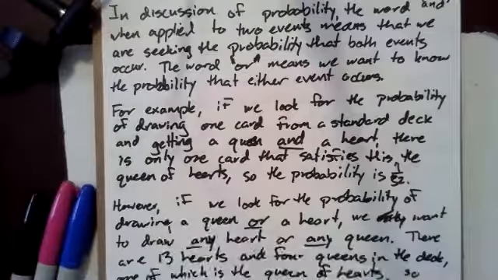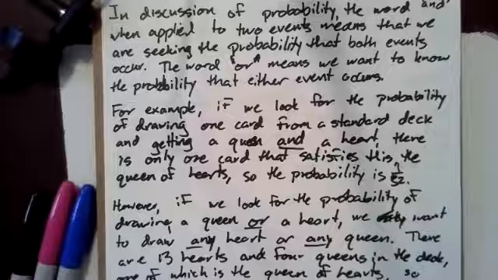In discussion of probability, the word "and," when applied to two events, means that we are seeking the probability that both events occur. The word "or" means we want to know the probability that either event occurs. For example, if we look for the probability of drawing one card from a standard deck and getting a queen and a heart, there is only one card that satisfies this, the queen of hearts. So the probability is 1/52.